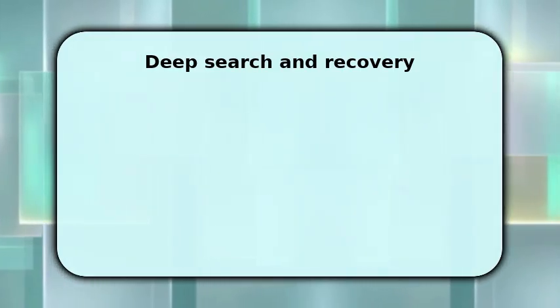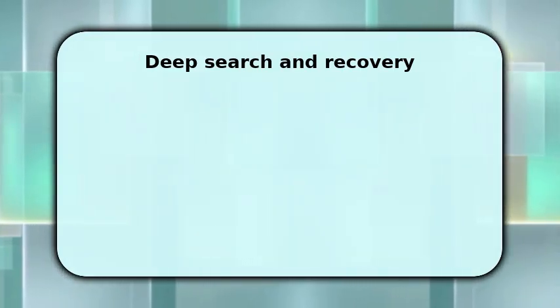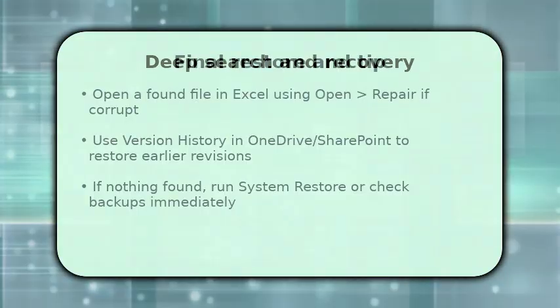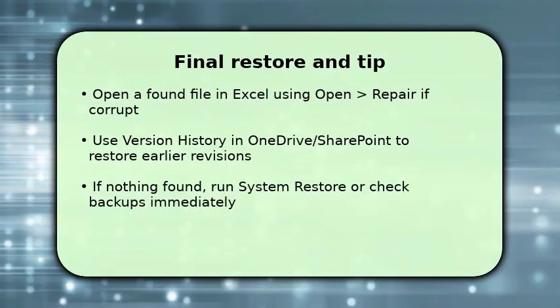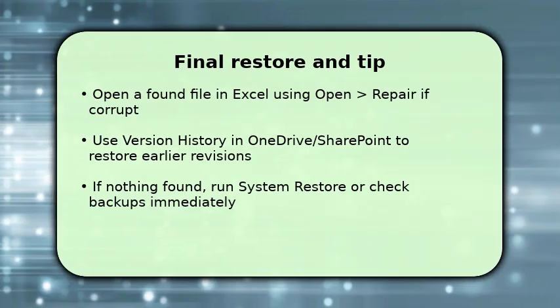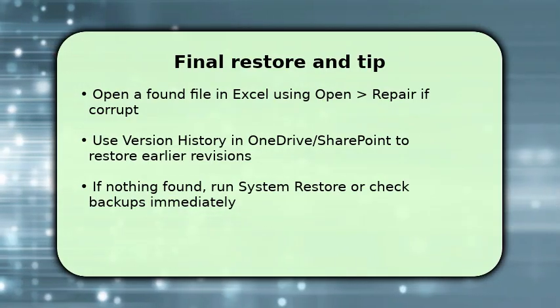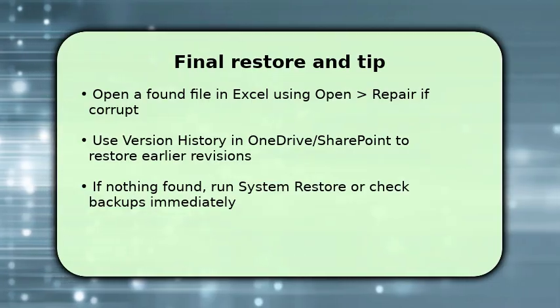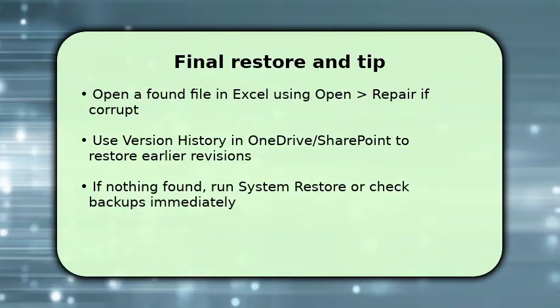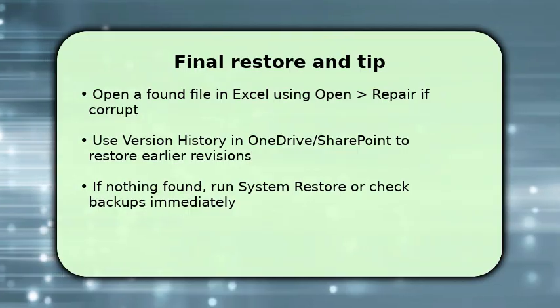When you find a candidate file, do not double-click. Instead, open Excel, choose Open Browse, select the file, and use the Repair option to recover corrupted sheets. Once recovered, save as to a new name and enable Auto-Save. If stored in OneDrive or SharePoint, use Version History to retrieve an earlier revision.